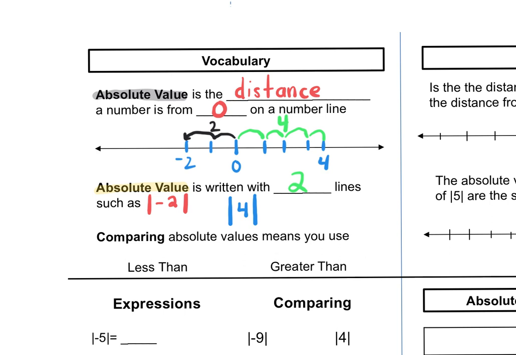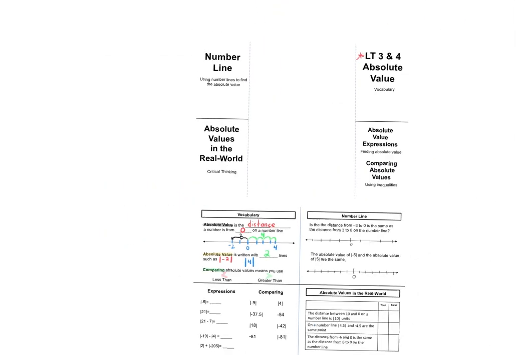So when you see those 2 lines, it's asking us how far this number is from 0. So when we're asking, go ahead and get your highlighter again and highlight this. When it's asking us to compare absolute values, again, it's just asking us to use 2 inequalities, less than or greater than. Again, we've been working with this, but I wanted to show you once again what less than and greater than is. So now you can go ahead and close up that first tab, and we're going to move on to the next tab.